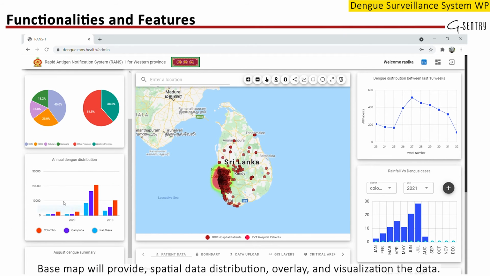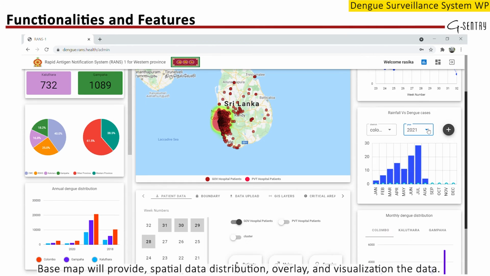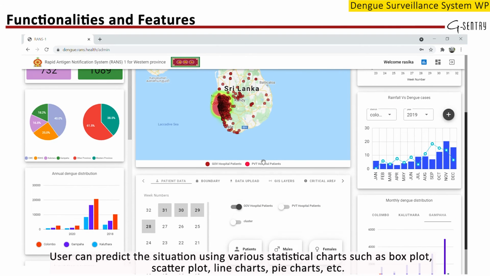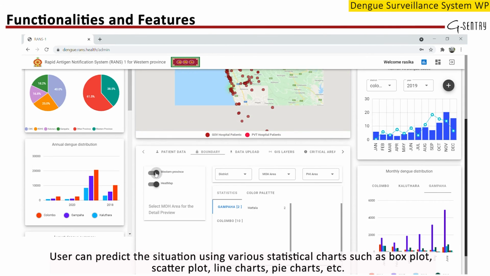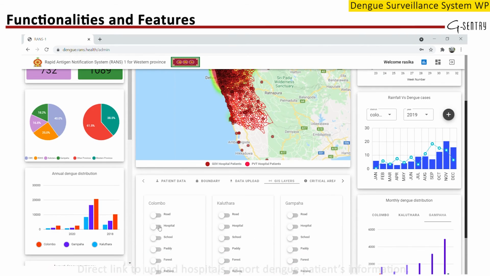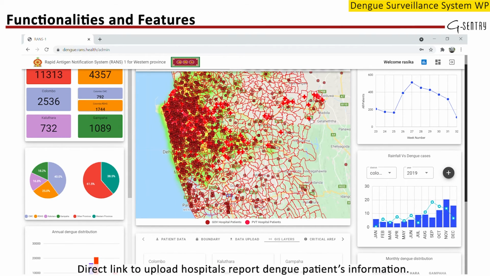Dengue surveillance system, Western Province. The base map will provide spatial data distribution, overlay, and visualization of data. Users can predict the situation by using various statistical charts. Direct link to upload hospitals' reports of dengue patient information.